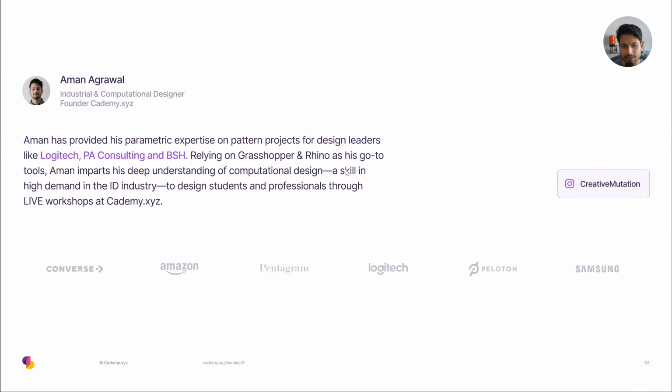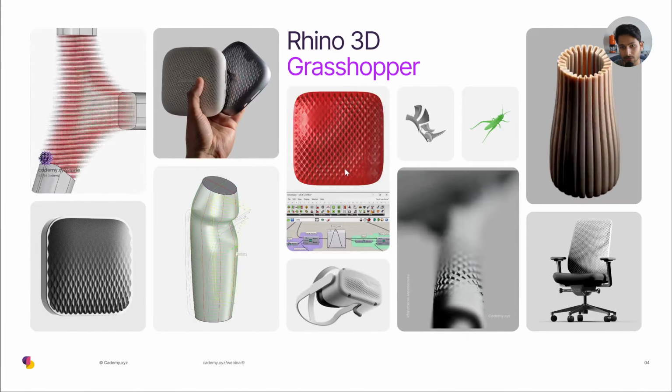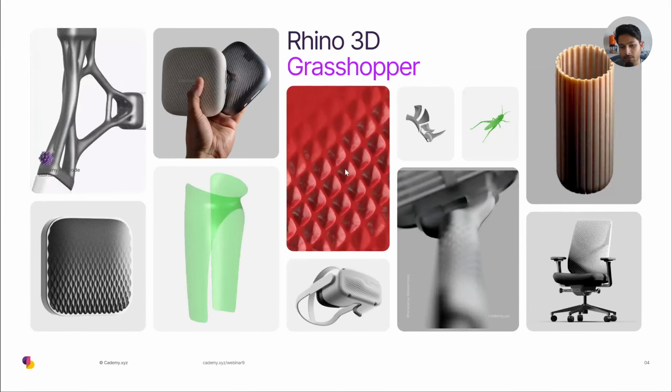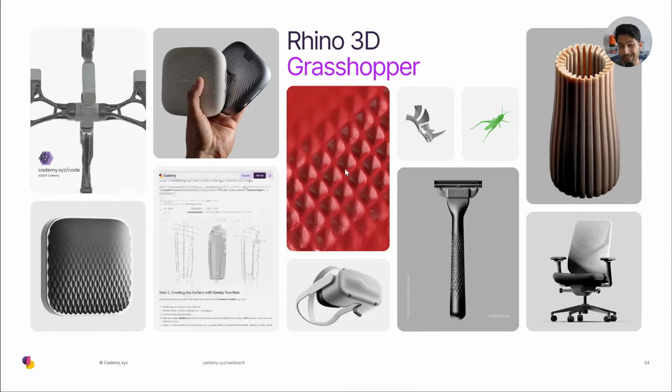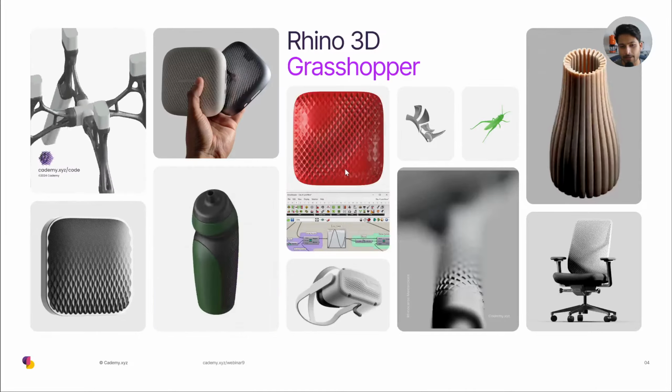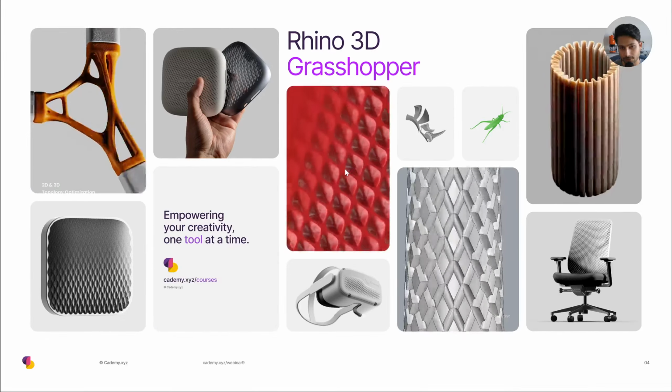Now, before we start, let me introduce myself. I'm Aman. I'm an industrial designer, and I use Rhino and Grasshopper as my primary CAD tool. I use Rhino and Grasshopper to create 3D files, especially textures, and I help design teams make these textures manufacturable.